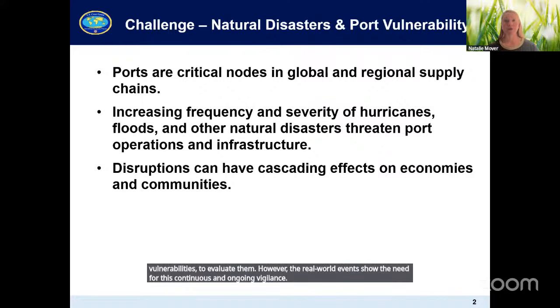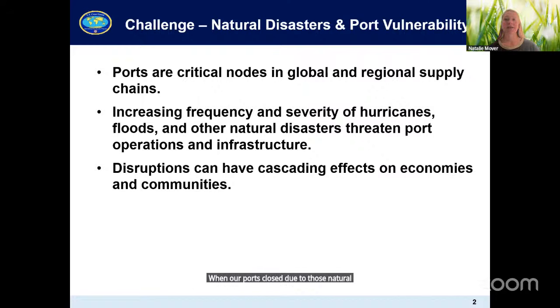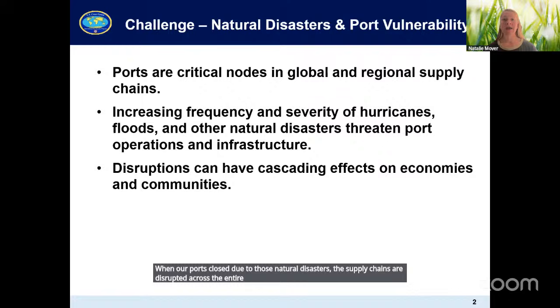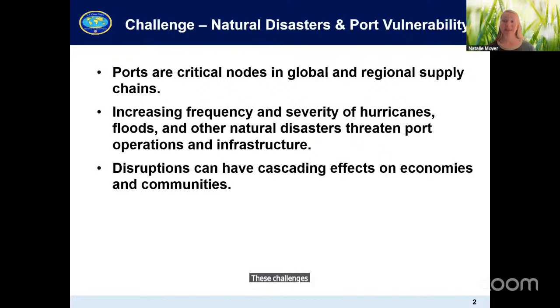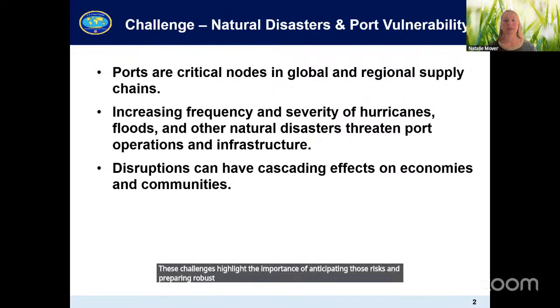When our ports close due to natural disasters, the supply chains are disrupted across the entire global economy, and the recovery can be slowed by infrastructure damage, access issues, among other non-security related matters. These challenges highlight the importance of anticipating those risks and preparing robust responses, strategies, and making those contingency and response plans per the ISPS Code.